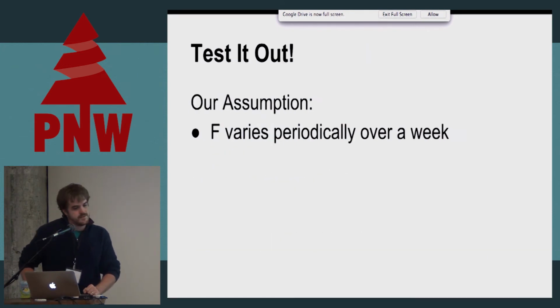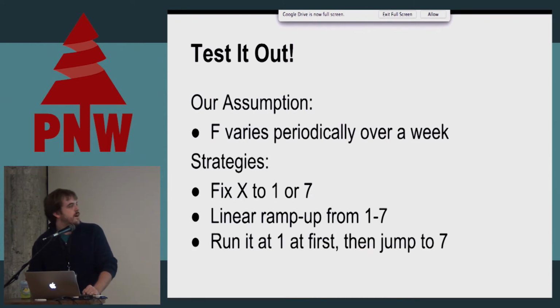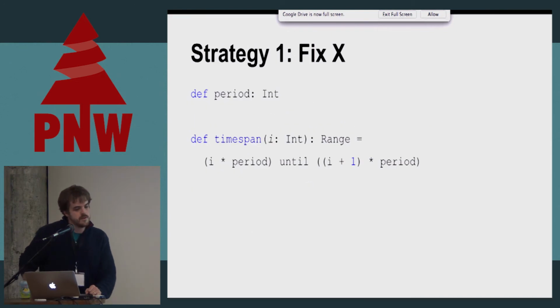So let's check this out. As I said, our main assumption is that the period varies over a week, and so we think of some strategies to deal with this. We'll fix our x to just 1 day: we'll always sample for 1 day and use that as our f. Or we can sample for 7 days. Another way is to ramp up from 1 day to 7 days over the course of time, so we iterate faster at the beginning but get more accurate as we go. The last one is similar, except we skip the ramp and jump immediately to 7 after some fixed period of time.